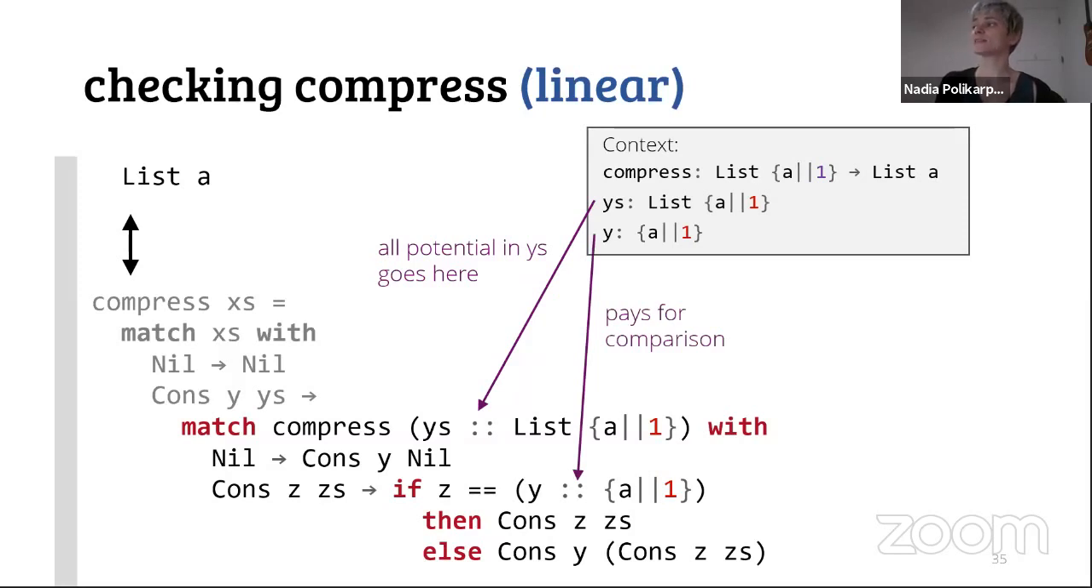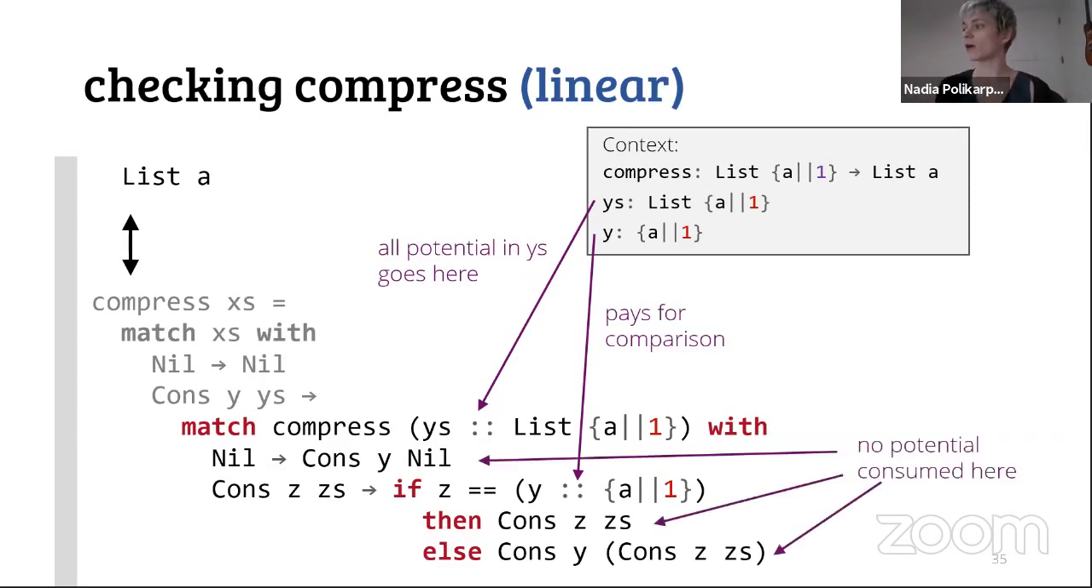And then we send the potential that's stored in the head, the single unit of potential stored in the head, to the comparison operator so that we can pay for the comparison, right? And now there's no potential used in any of the other parts of this program, so this program is well typed. So as you can see, as we were destructing this list that has 1 unit of potential per element, we were freeing up a single unit of potential at a time that is attached to the head of the list that we can then use to pay for the comparison, right? So this is how this type checking works.